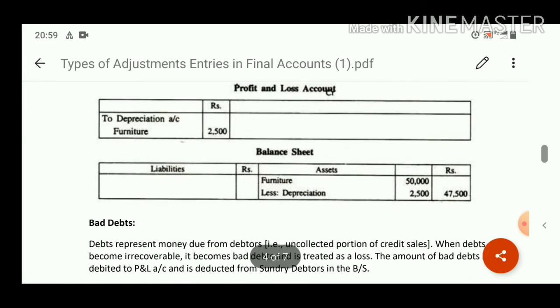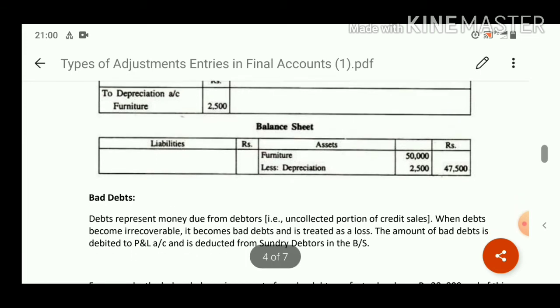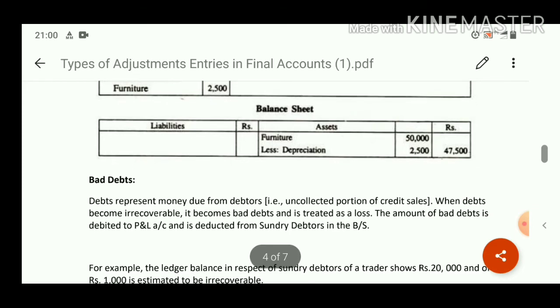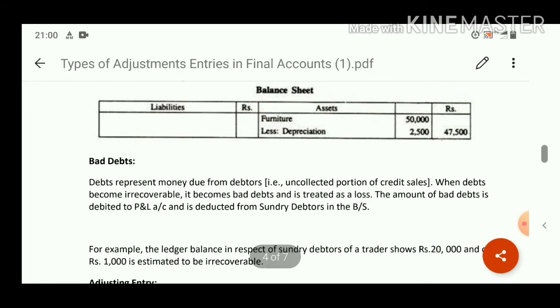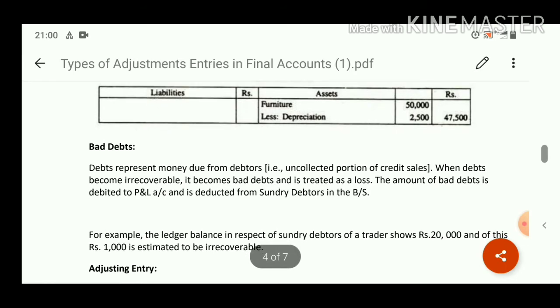depreciation of 2,500, and simultaneously I am going to record it in the balance sheet by deducting it from that particular asset. Means it was furniture here in the example. So furniture will be 50,000 less the depreciation, that is 2,500, and I am going to get the net value of my asset, and that is 47,500.